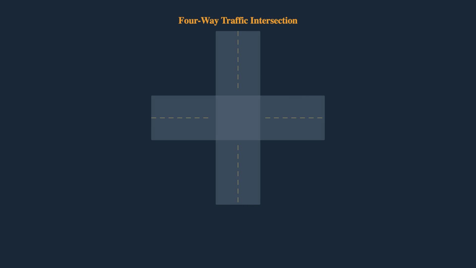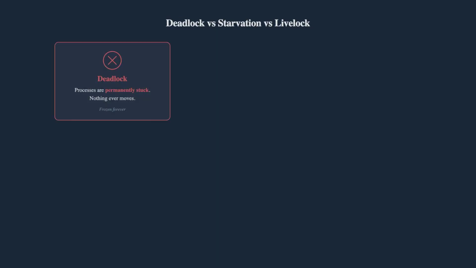Think of a four-way traffic intersection with no traffic lights. 4 cars arrive at the same time, each blocking the car to its right. No car can move forward because each one is waiting for the car ahead to clear. Complete gridlock. Now, deadlocks are often confused with two similar problems.